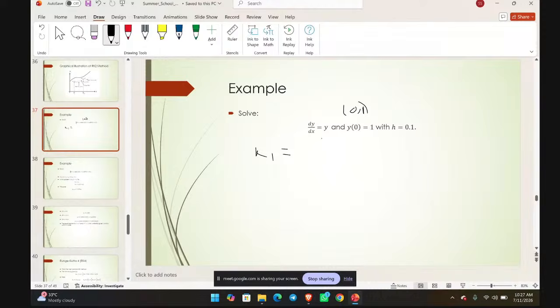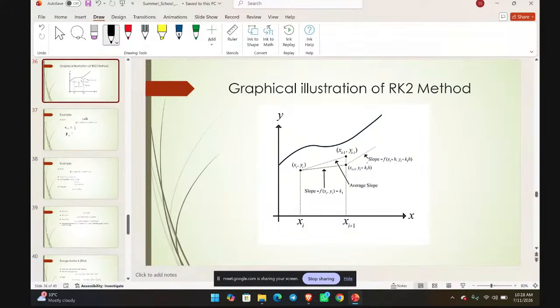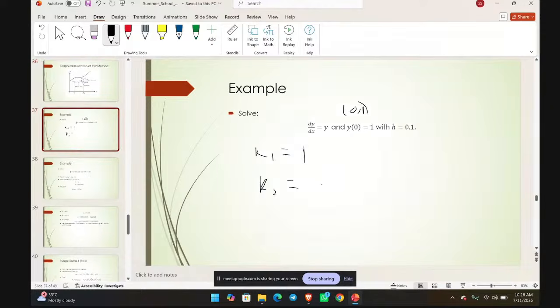So the slope at the starting point is dy by dx is equal to y. So the value of the slope is 1 itself. So K1 is equal to 1. Now K2: we evaluate the slope at the end point we reach. As we can see in this previous graph, we evaluate the slope at this point, the next point we reach using Euler's method.